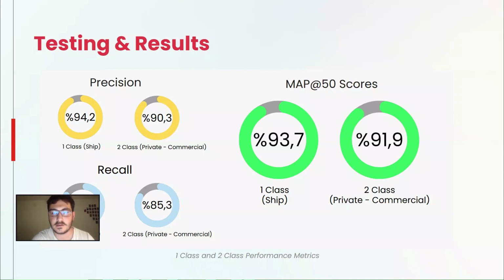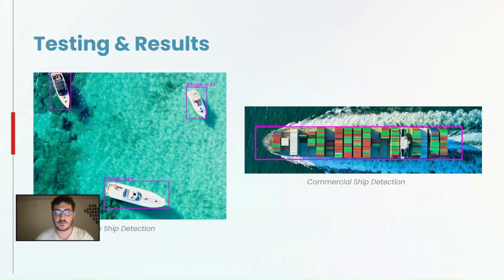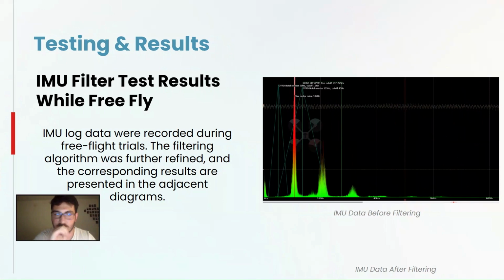As you can see here, we have obtained these scores, which indicate that we have successfully developed a working model, and these are the model results. Now let's move on to our next test, the IMU filtering test, and this test was conducted during the free flights.